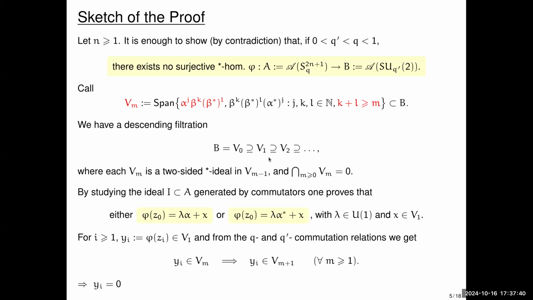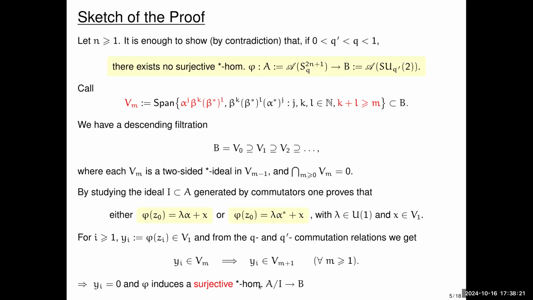And then you use induction. Now is where you use commutation relations. You take all the other generators zeta i, and call y_i the image of the generator zeta i. Zeta i is in the ideal generated by commutators, so y_i should be in V_1. But using the commutation relation with q and q prime, you show that if y_i is in V_m, then it should also be in the next ideal V_{m+1}, for every m greater or equal than 1. And then it's 0 because it's in the intersection of all these ideals, which is 0. So all the zeta i except zeta 0 are in the kernel of this map phi.